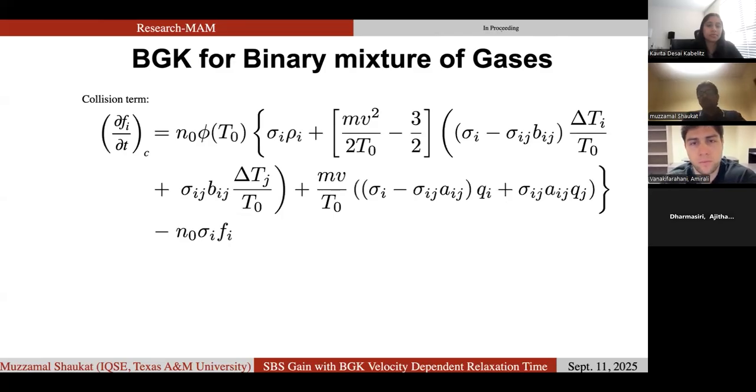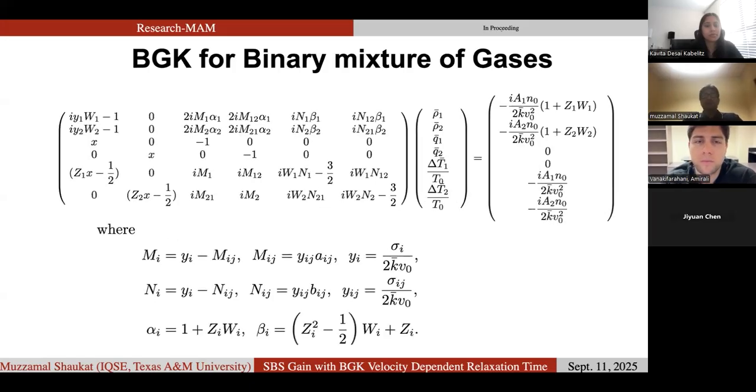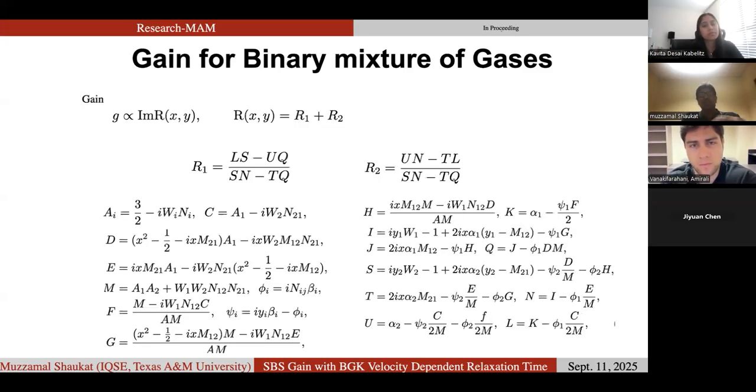Then the collision terms look like this, in which you can see that sigma ij means the interspecies relaxation difference, and so on. Now it is much more complicated. Instead of 4 x 4, you have a 6 by 6 matrix. This expression comes with two slides basically, and you will get that gain.